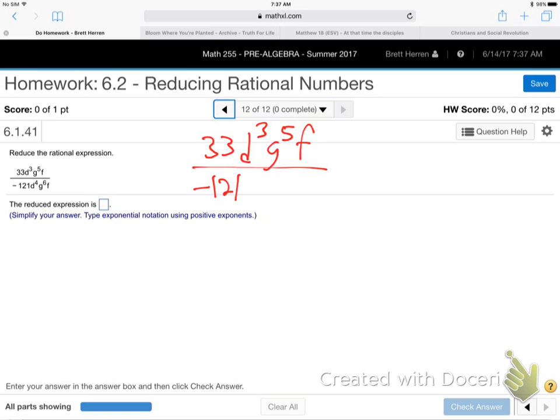I can hardly read that. Was it d to the fourth, g to the sixth, f? Right? Yeah. All right. Try.